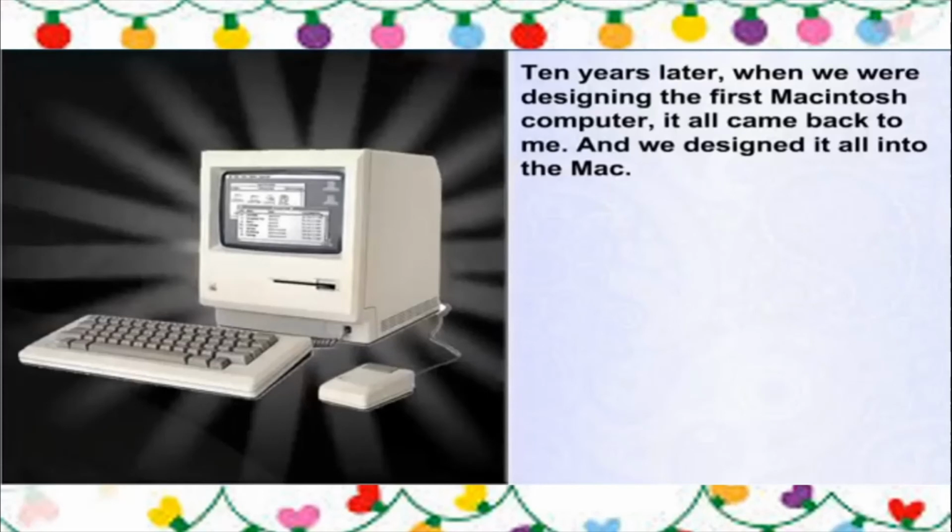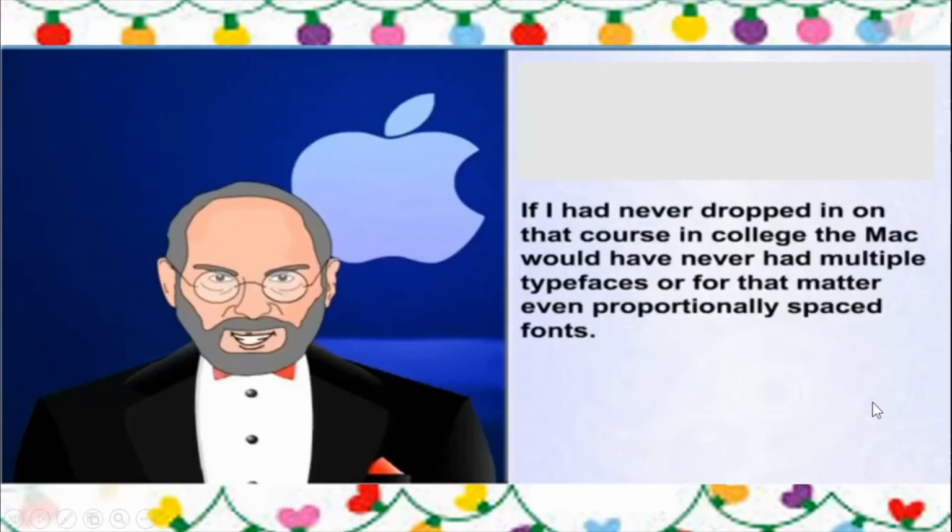So you can see this is how the Macintosh computer looked. It is a little bit like our PC, isn't it? But it is very different also. So that is why he says that whatever you do in life will help you somewhere or the other. He says, if I had never dropped in on that course in college, the Mac would never have had multiple typefaces, or for that matter, proportionately spaced fonts.